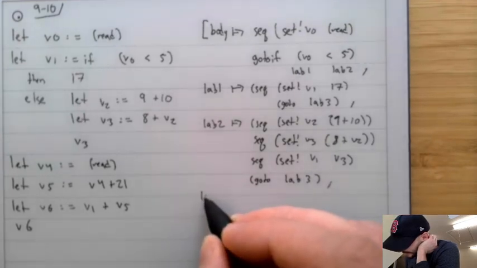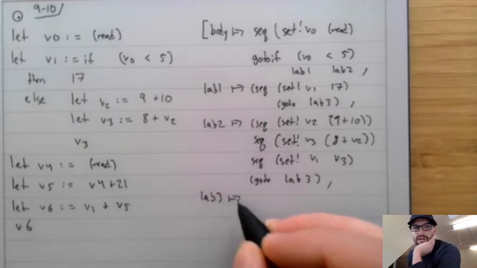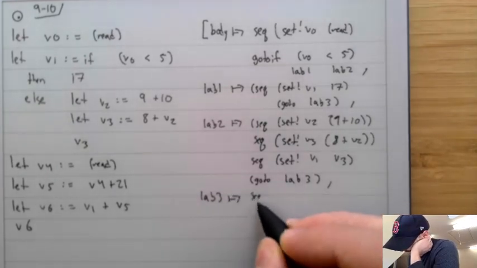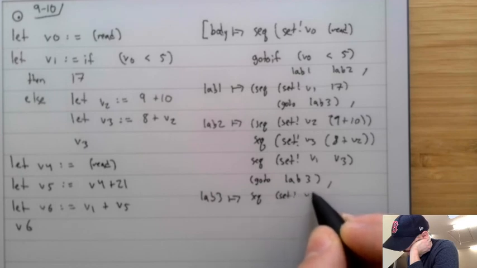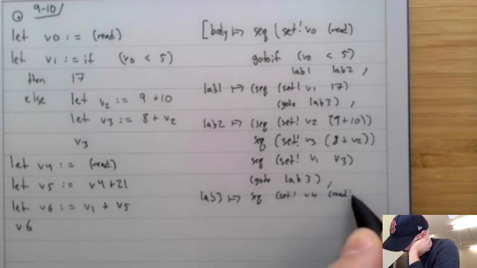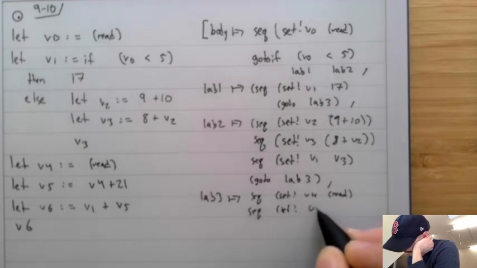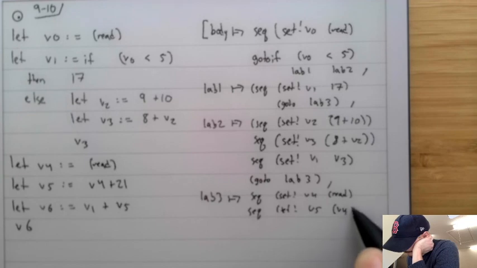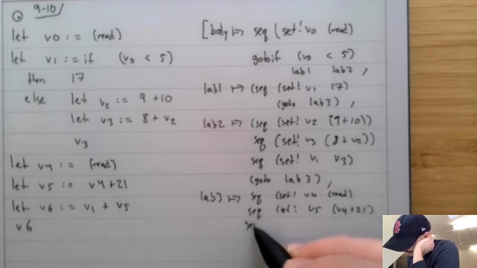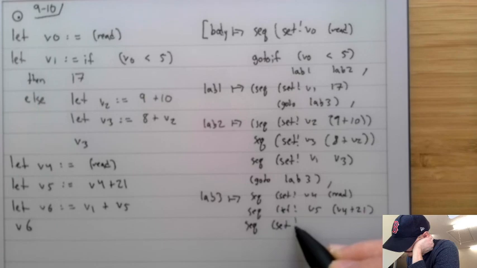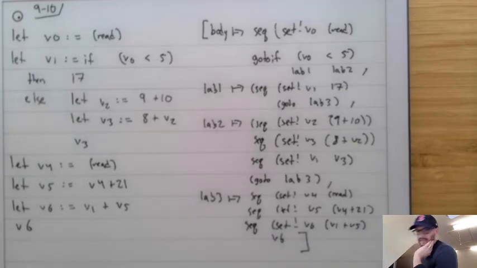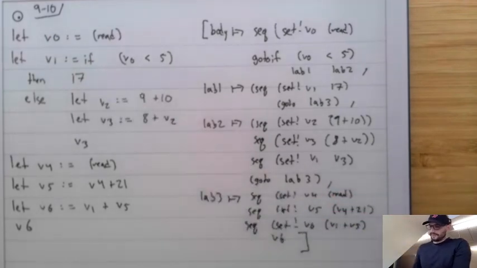And then label 3 is going to be the rest of the program, which is going to be a sequence of set v4 to read, and then a sequence of set v5 to v4 plus 21, and then another sequence of set v6 to v1 plus v5, and then a return of v6. And that right there is what our program turns into.